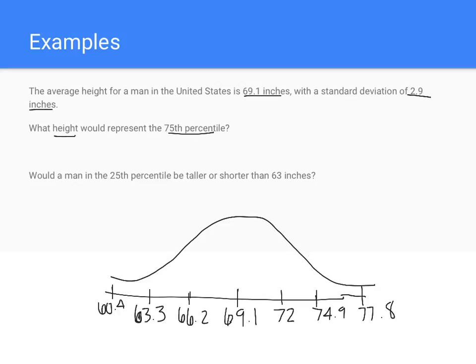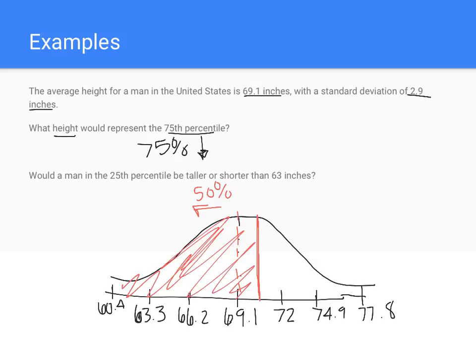That means that 75% is below that height. If you imagine right here in the middle, I already know that 50% is that way. So I need to figure out some height in here so that this area is 75%. So what I'm going to do is use my z-table.